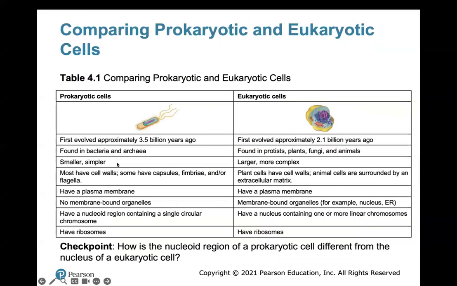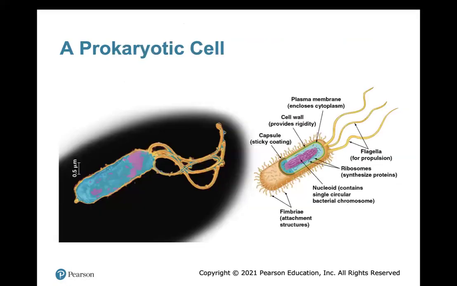Prokaryotic cells, you can see, are smaller, simpler, found in bacteria and archaea. Most have cell walls, some capsules. They have a plasma membrane, but no membrane-bound organelles. The eukaryotic cells are much more complex. They're found in protists, animals, plants, with a plasma membrane and with membrane-bound organelles. So here's a look at a prokaryotic cell, much simpler, no organelles. They do have ribosomes, which synthesize proteins, and usually a capsule or a covering.